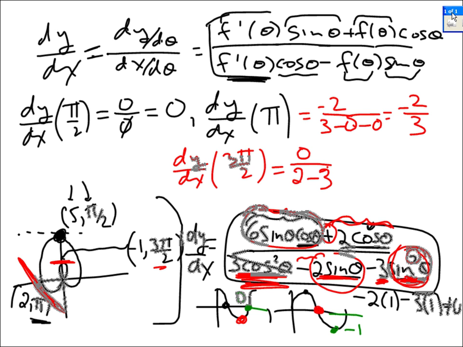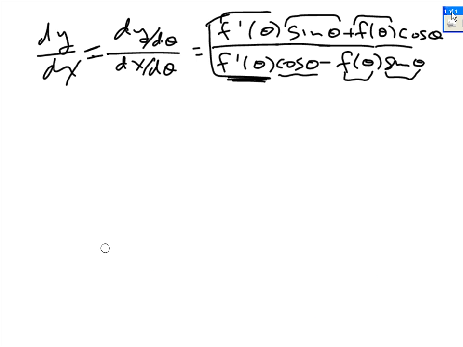Derivative. Once you plug in the function, times sine of the angle plus f of the angle times cosine of the angle. It has to do with the angle.